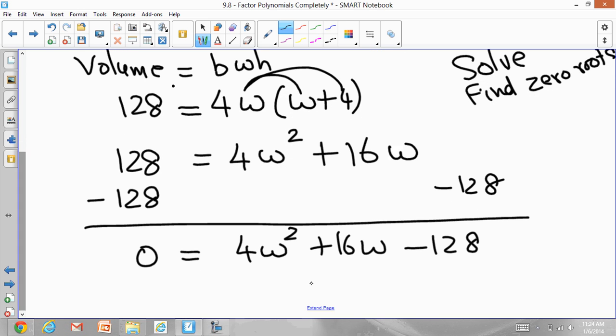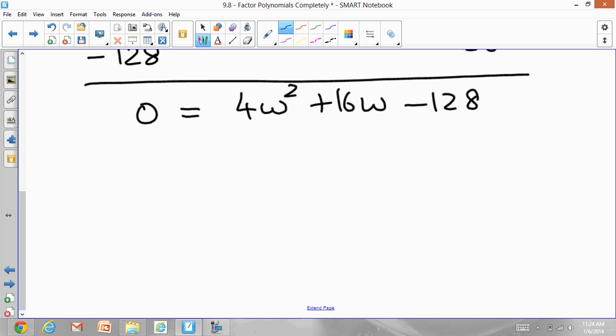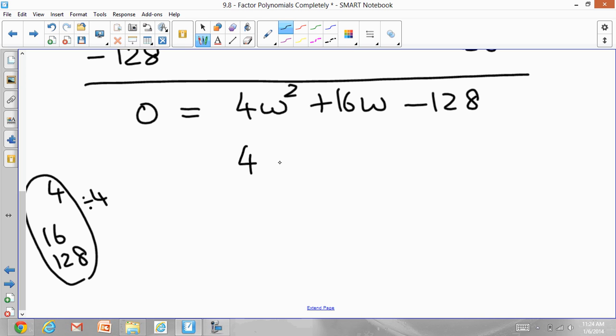So looking at 4, 16 and 128, I'm seeing if there is anything that I can pull out common. So in this case, I can pull out 4. So the common factor is 4 and pulling it out, 4 is taken care of. The rest goes inside. W squared plus 4 times 4 gives me back my 16.